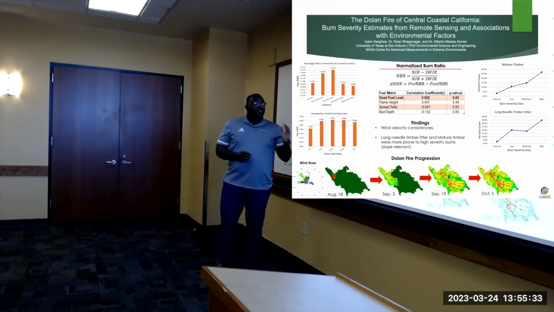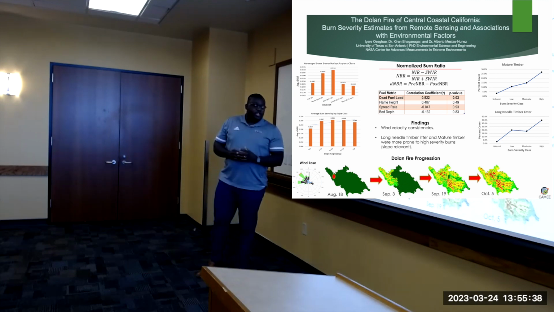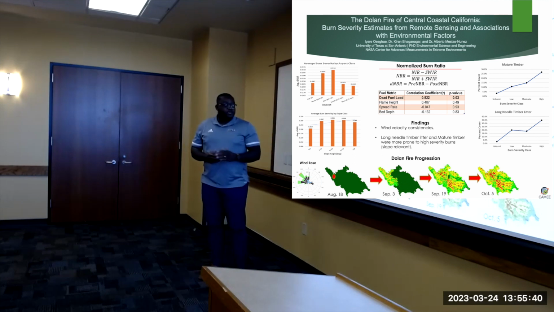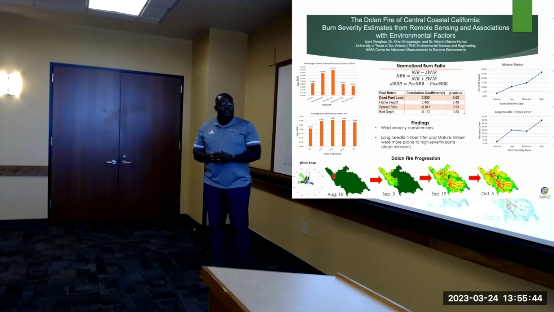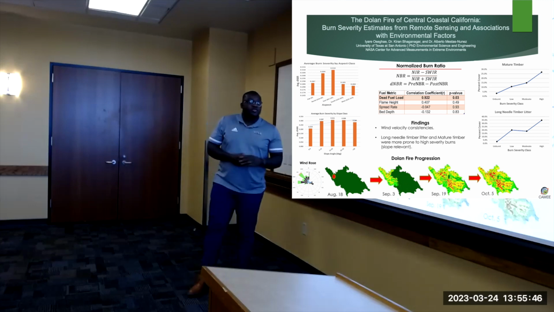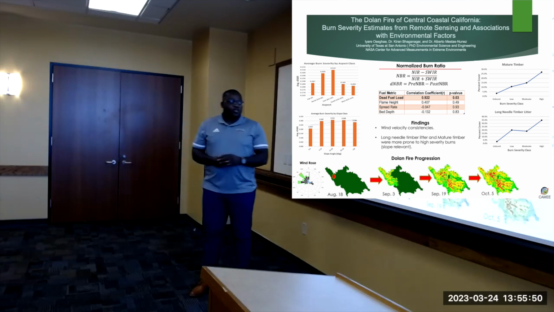We found that the north and east facing slopes had the highest average burn severity. And the slopes of intermediate steepness, between about 15 degrees and 35 degrees, had the highest average burn severity. When we get into the fuel types, we found that the mature timber litter and long-needle timber litter were most prone to high severity burns.